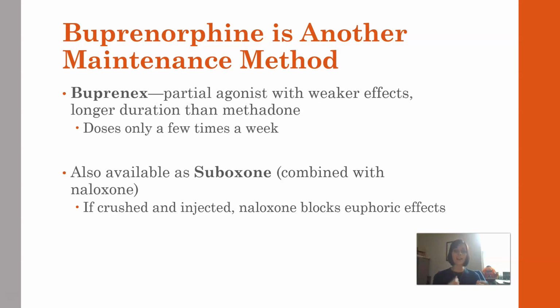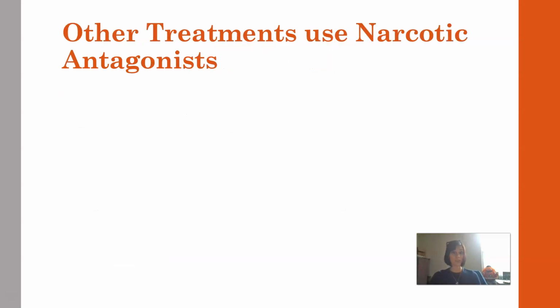So here's why you would want to sell this as Suboxone. Similar to methadone, if you crush and inject buprenorphine, you can get high. It is an opioid. But if we combine buprenorphine with naloxone, naloxone will basically block the high if somebody decides to crush Suboxone and inject it. But there's still a potential for abuse with these drugs.